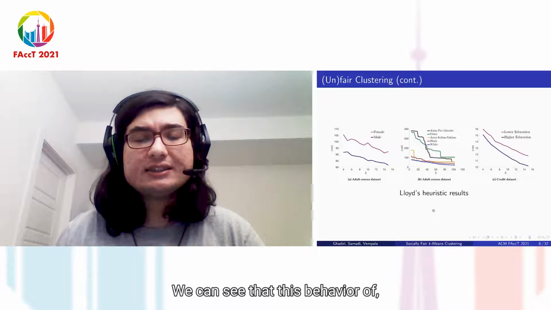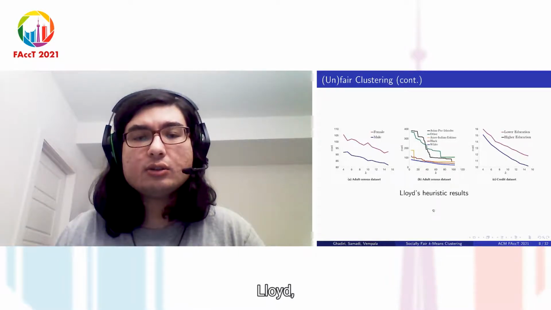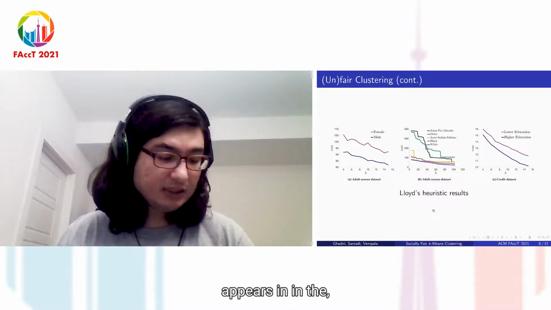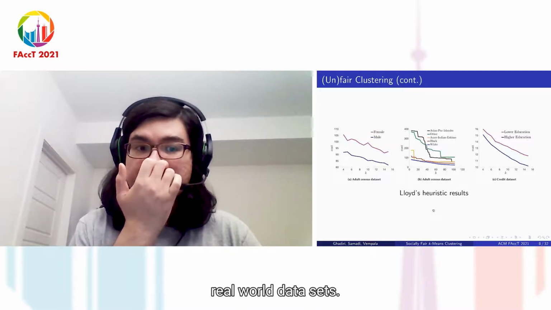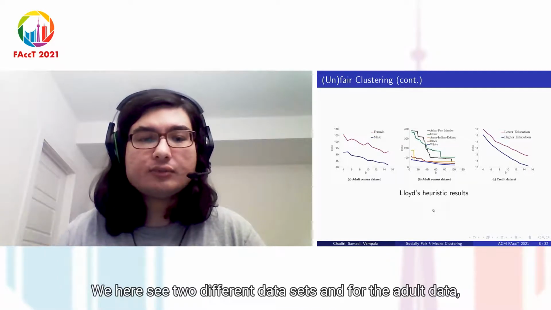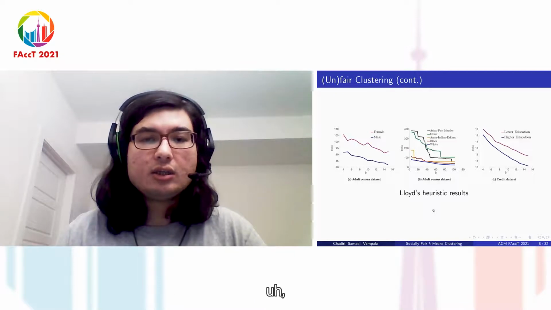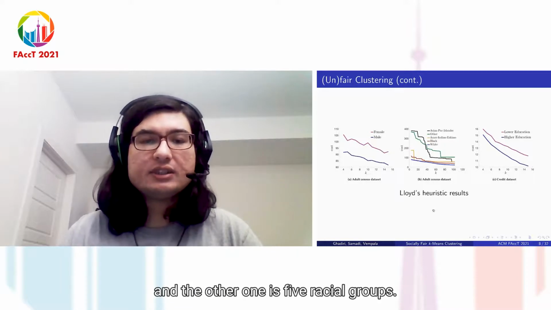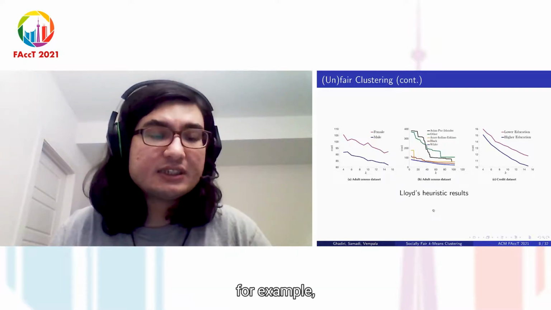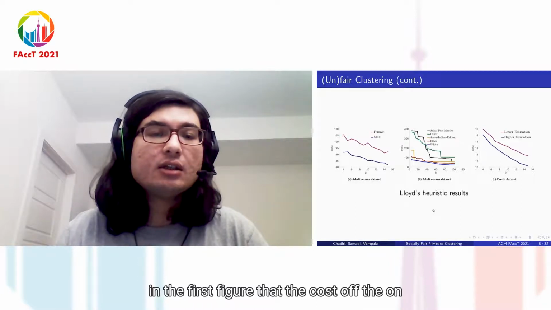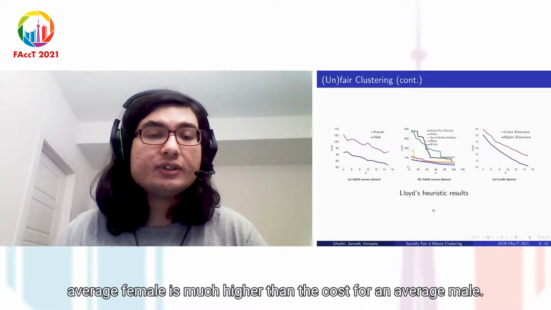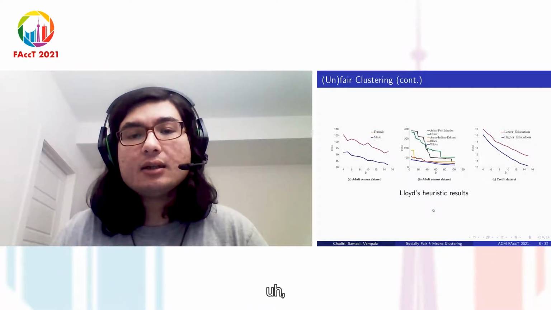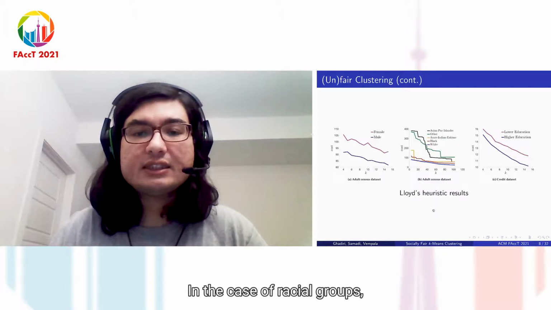We can see that this behavior of Lloyd heuristic and k-means also appears in real world data sets. We here see two different data sets, and for the adult data set, we see two different partitionings to demographic groups. One is males and females, and the other one is 5 racial groups. We see that, for example, in the first figure, the cost of an average female is much higher than the cost for an average male. And this is much worse in the case of racial groups.